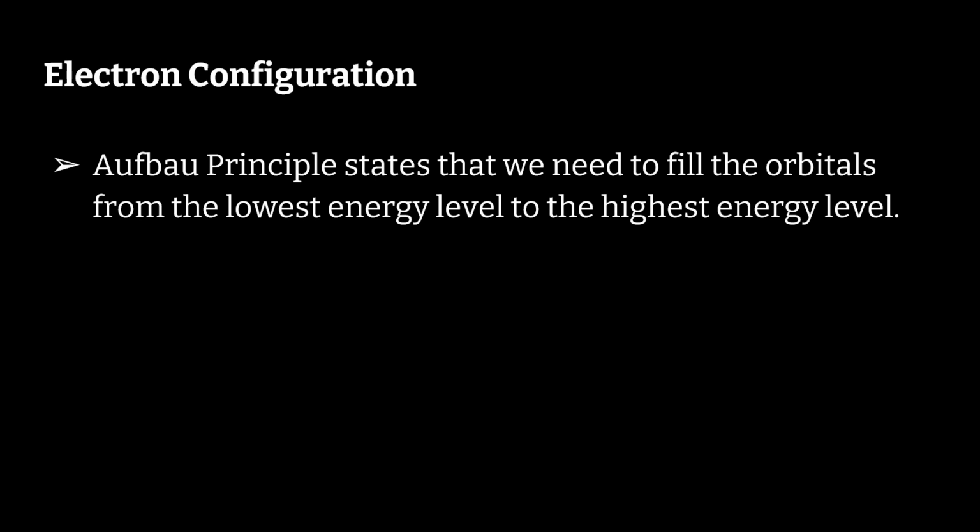Now, there are a few rules that we do have to abide by whenever looking at the electron configuration. And the first one is going to be Aufbau's principle. And this states that we need to fill the orbitals from the lowest energy level to the highest energy level. And this does make sense. Think about building an atom from the ground state. We're going to start from the lowest and then we're going to build it up. And that is essentially what Aufbau's principle is telling us to do.